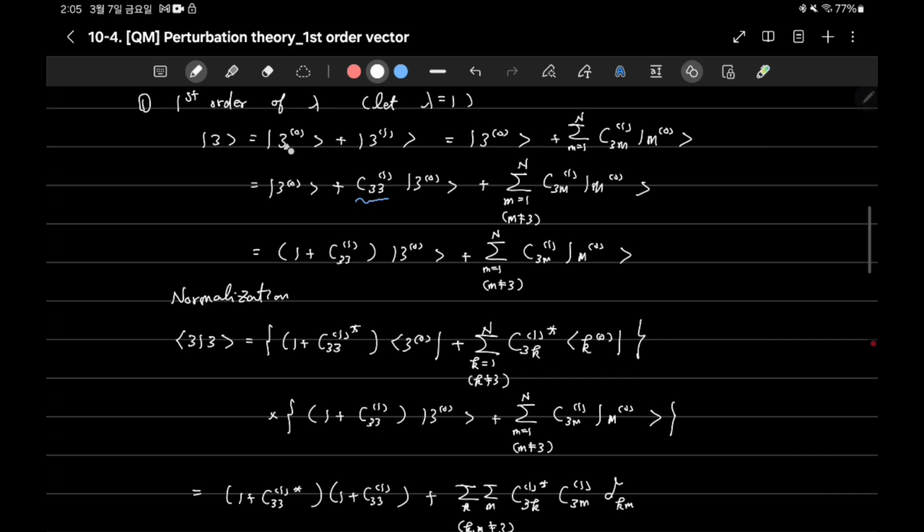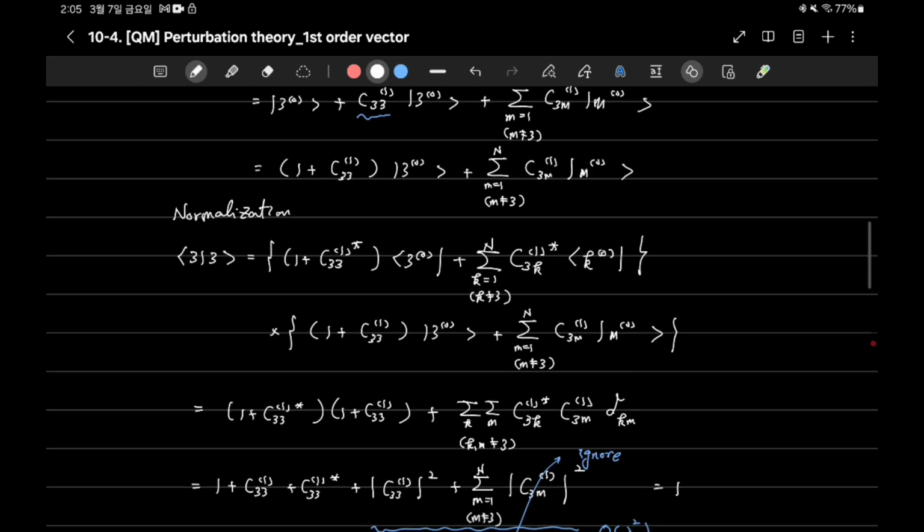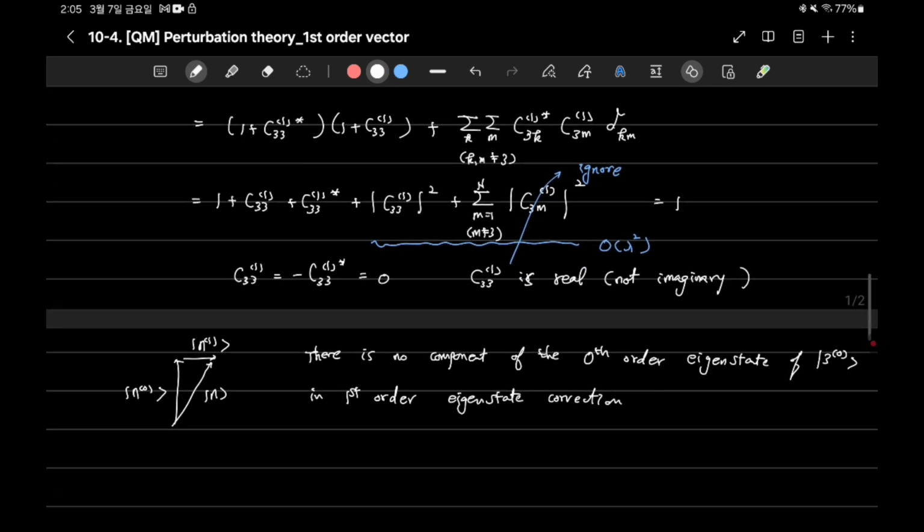here it is first order eigenstate correction, and if C is a real case, C33 equal to 0, because it is a real value. So it means that it should be 0. Okay.